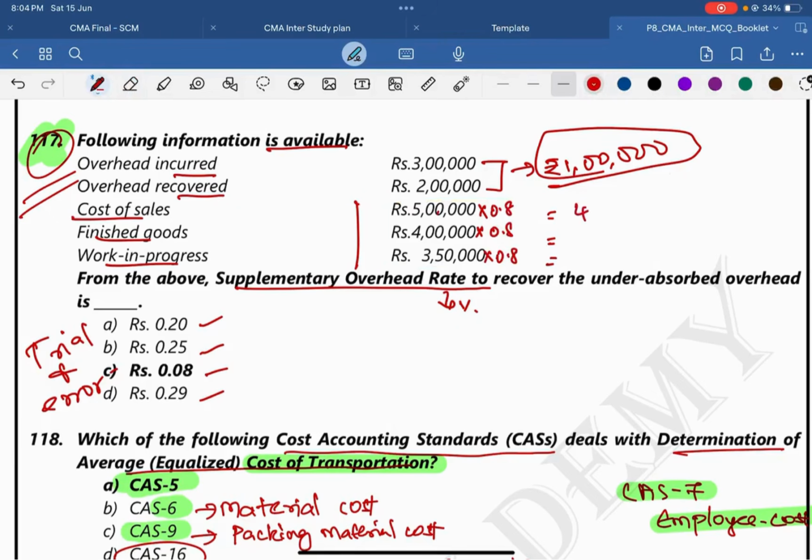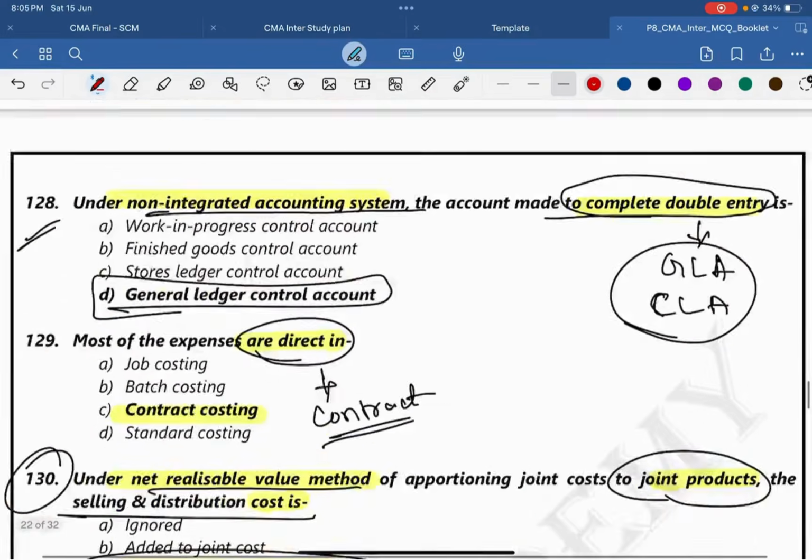5 lakh into 0.8 will become 40,000. 4 lakh into 0.8 will become 32,000. 3 lakh 50 into 0.8 will become, if I am not wrong, 28,000. If you add everything, it will become 1 lakh. So supplementary overhead recovery rate is 0.08. Sorry, here it is 0.08, right? Okay.